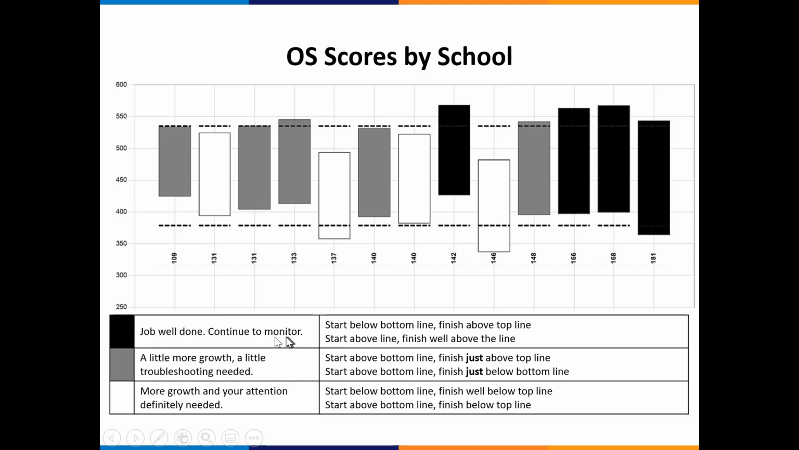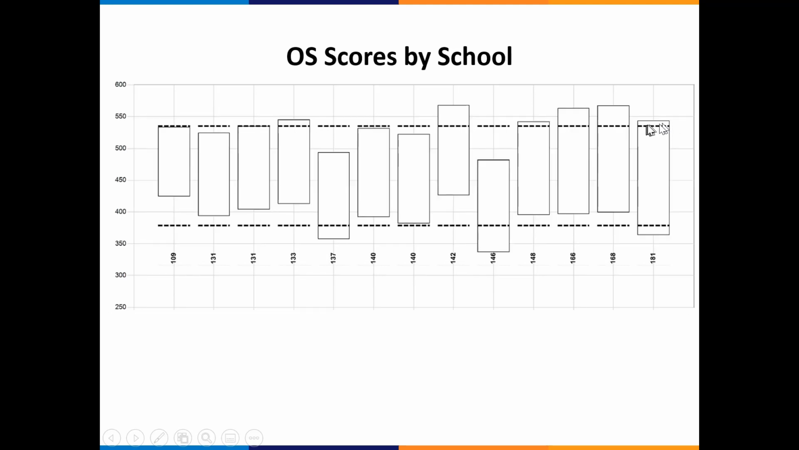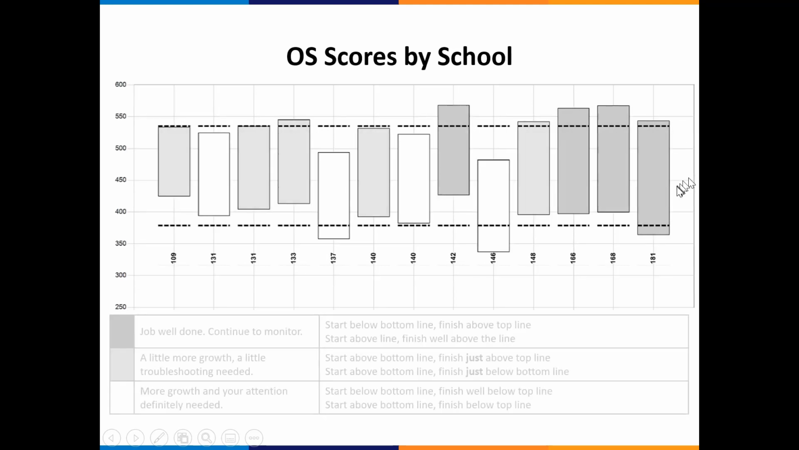Now, the bars that I've shaded in black, I'm calling the job well done schools, and as a teacher leader, I continue to monitor these schools. Typically, for me, I'm classifying these as the schools that start below the bottom line, like this school, and finish above the top line. It finishes just slightly above the top line. If I go back, we can see that it finishes just above the top line there.